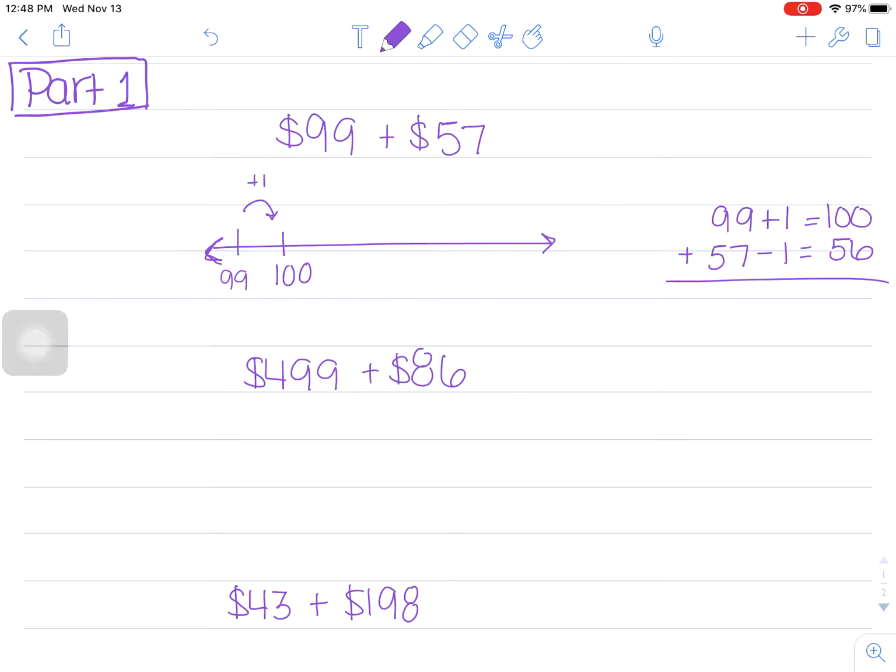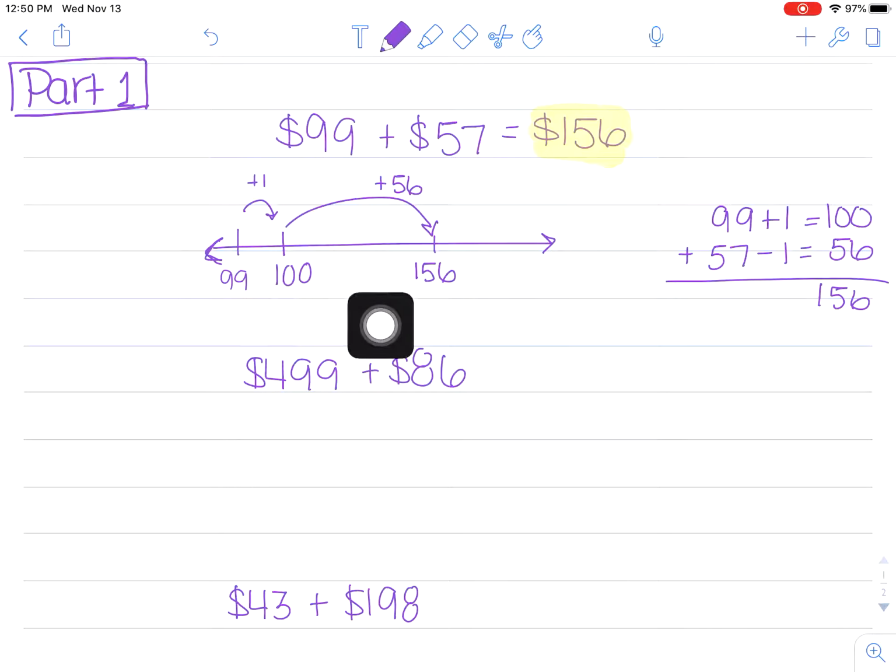And so that means what am I going to do to show this work on my number line? Well, I'm going to be adding 56, right, instead of the 57. And my answer should be 156, right? So if you add these up, that's what you should get. So I'm going to go ahead and demonstrate this up here as well because I want to make sure I'm showing my work.